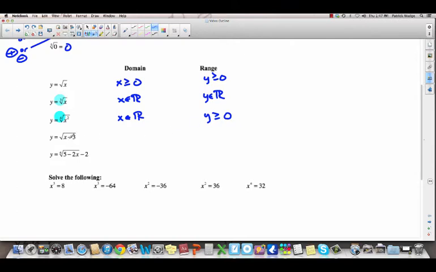Next one, x minus the square root of x minus 3. Well, this is an even index, right? There's a little invisible 2 right there. So that amount inside, the x minus 3, has to be greater than or equal to 0. If you solve that by moving the 3 over, x is greater than or equal to 3. The range, well, again, if you're taking the square root of something, the amount coming out has to be greater than or equal to 0.